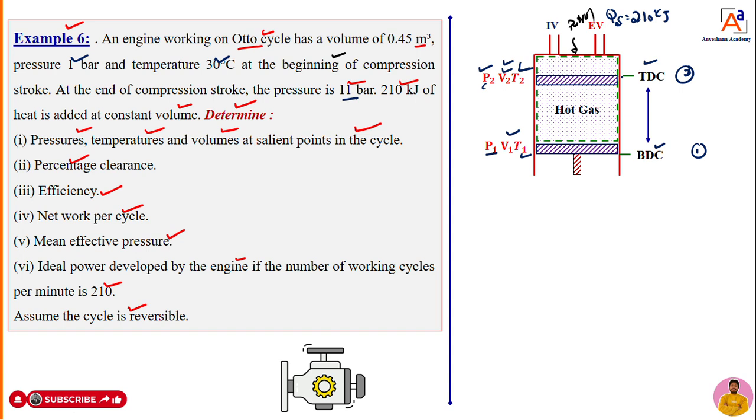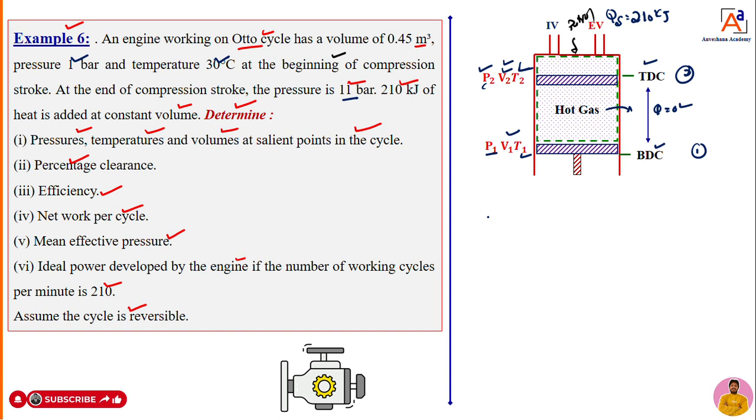Once the heat is supplied, what will happen now? The piston will start to move from TDC to BDC. That means expansion will take place. During expansion there is no heat transfer at all. That means Q is not transferred from the system to the surroundings. That means it is an adiabatic process, or adiabatic expansion process, we can tell. This is the given data which is related to the Otto engine now.